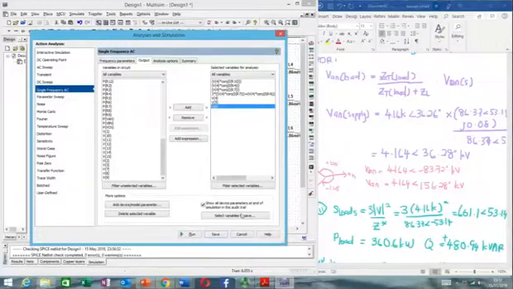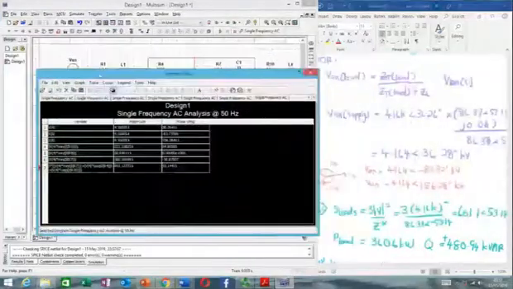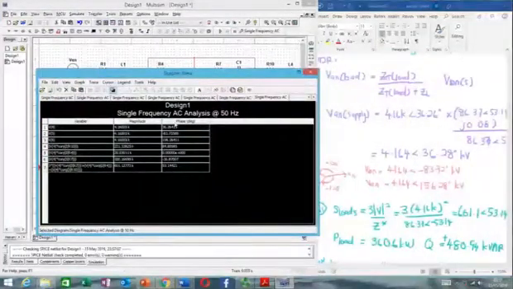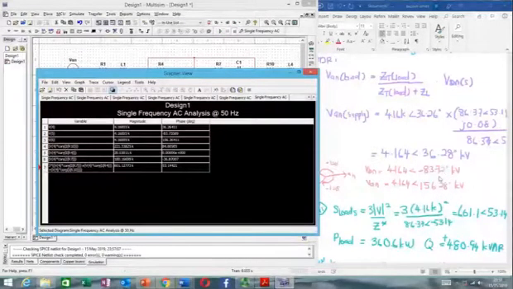Okay, click Run. So this is the result. Basically the values are the same as what we calculated.